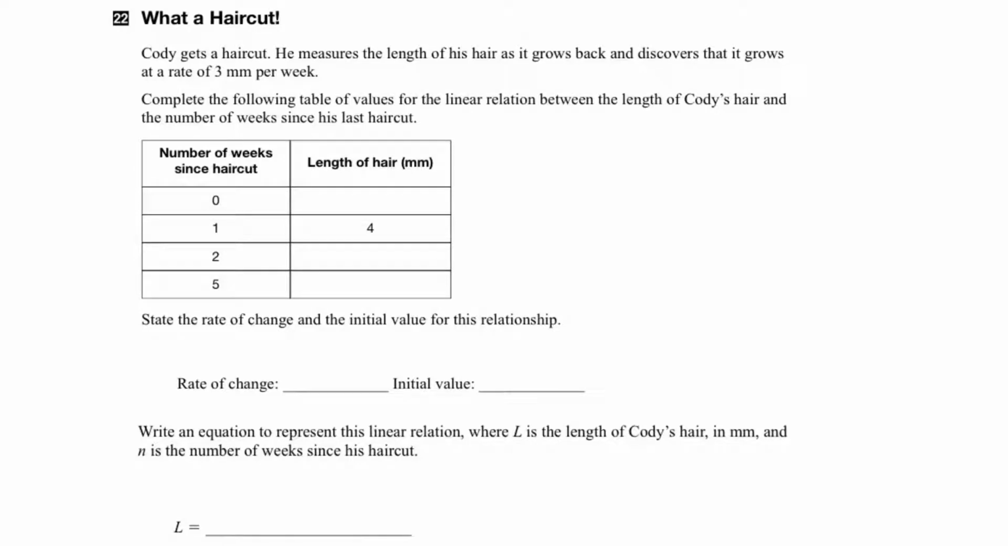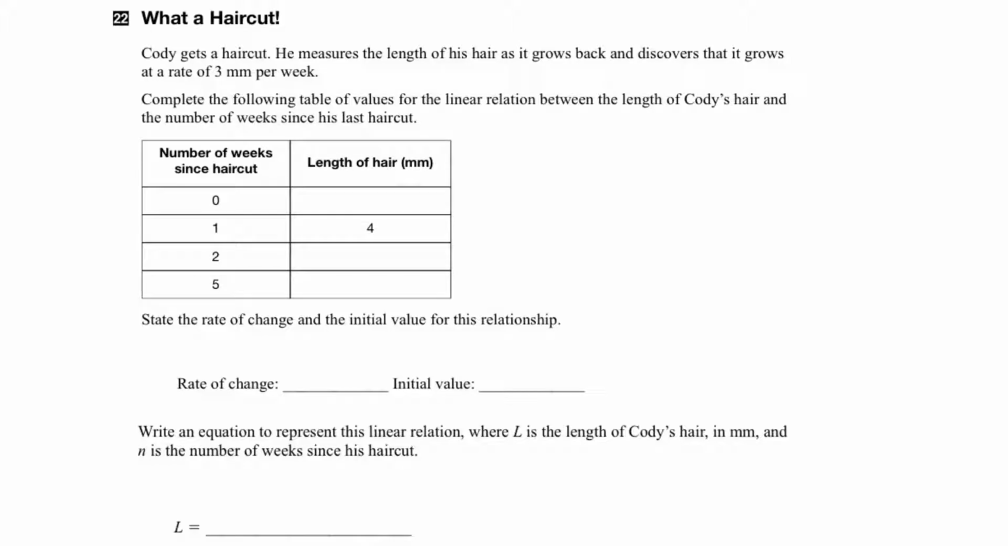In this open response question, Cody gets a haircut and his hair grows back at the rate of 3 millimeters per week. What we have to do is complete this table of values. We have to determine the rate of change of hair growth, the initial value, and then write an equation that represents the linear relation, where L is the length of Cody's hair in millimeters and N is the number of weeks since the haircut.